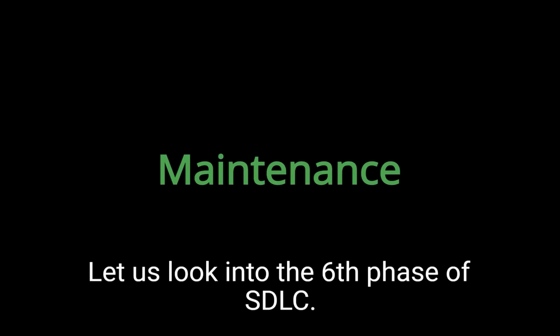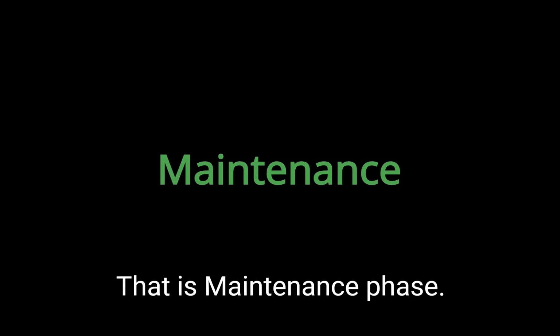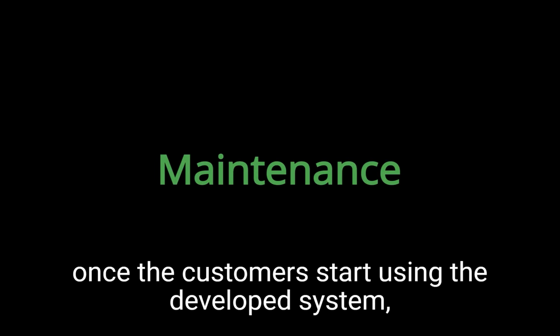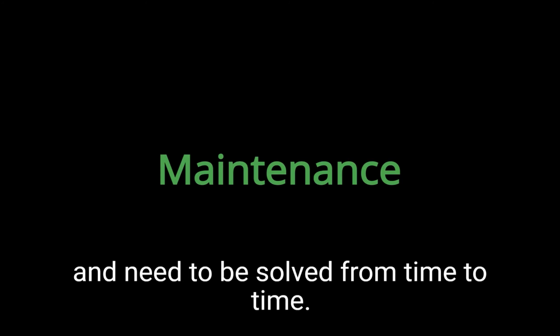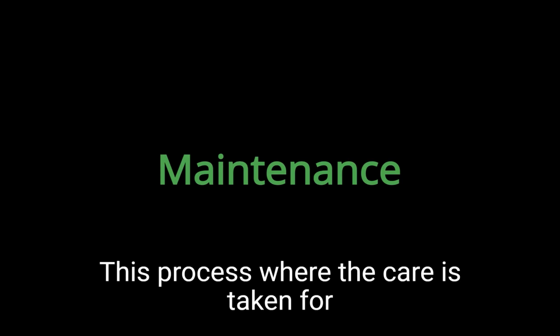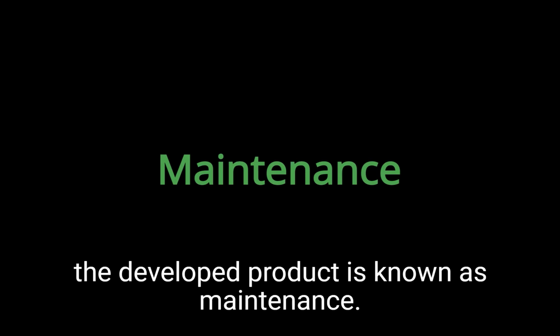Let us look into the sixth phase of SDLC. That is maintenance phase. In this phase, once the customers start using the developed system, then the actual problems come up and need to be solved from time to time. This process where the care is taken for the developed product is known as maintenance.